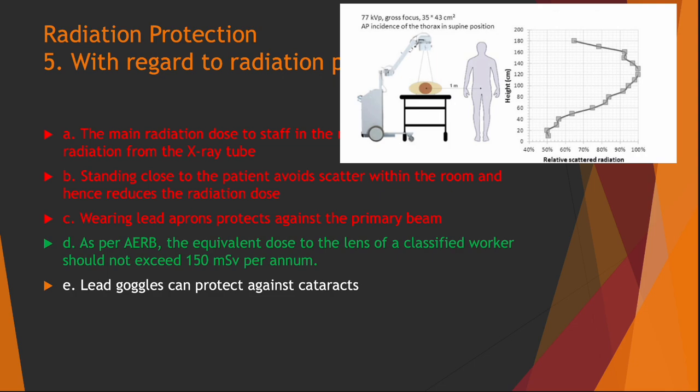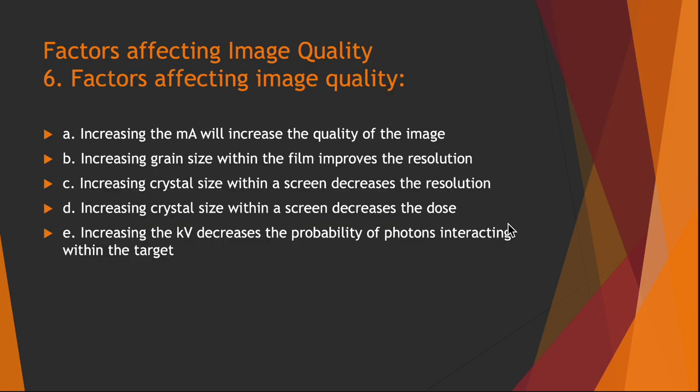Lead goggles can protect against cataracts. Yes, lead goggles are used by interventionists to protect them against cataract. Coming to the sixth question, factors affecting image quality. Increasing the mA will increase the quality of the image. True, because increasing mA increases the signal to noise ratio at the expense of increasing dose to the patient. So if you increase mA, definitely the dose to the patient is going to increase. However, the quality also improves.